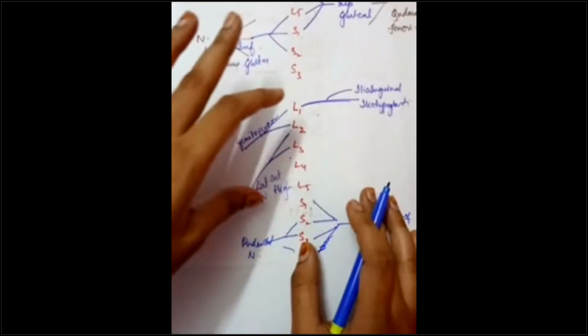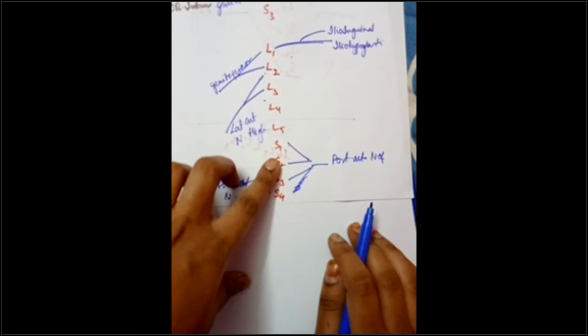Done. Your upper part is done. Now move a bit below. S5, S1, S2. These are all sacral plexus. S1, S2, S3 are forming your posterior cutaneous nerve of thigh. Okay. Posterior cutaneous nerve of thigh.